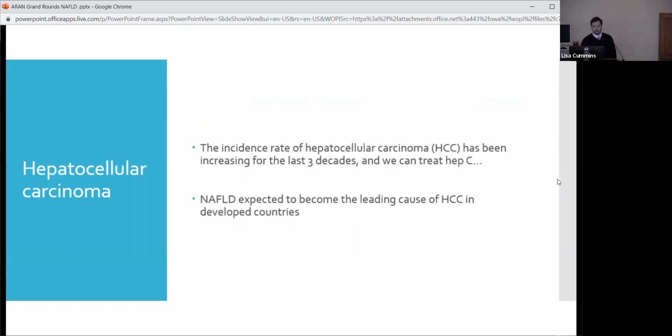Incidence rates of hepatocellular carcinoma have been going up over the last 3 decades, and we're able to treat Hep C. So really they're going up because of fatty liver disease. And this is one of those diseases that you would think could be preventable with screening and with appropriate therapy. So really keep a close eye on that. NAFLD is becoming the leading cause of hepatocellular carcinoma in all developing countries.